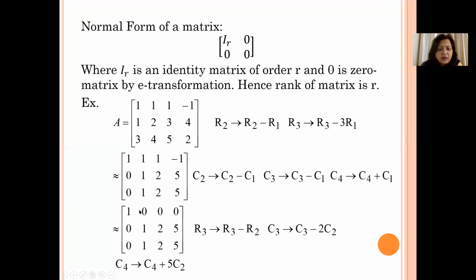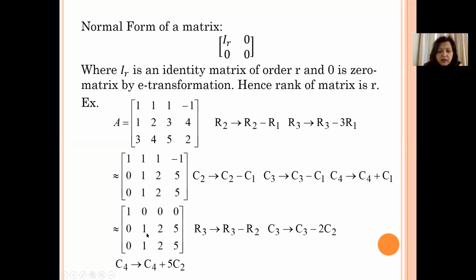Now here we have 1 only at the first position and other elements in the first column and first row are 0. Now come to this element. Here it is already 1, so we have to do nothing with this. If it was not 1, if it was not a unit, then we would divide this element to get 1 here.